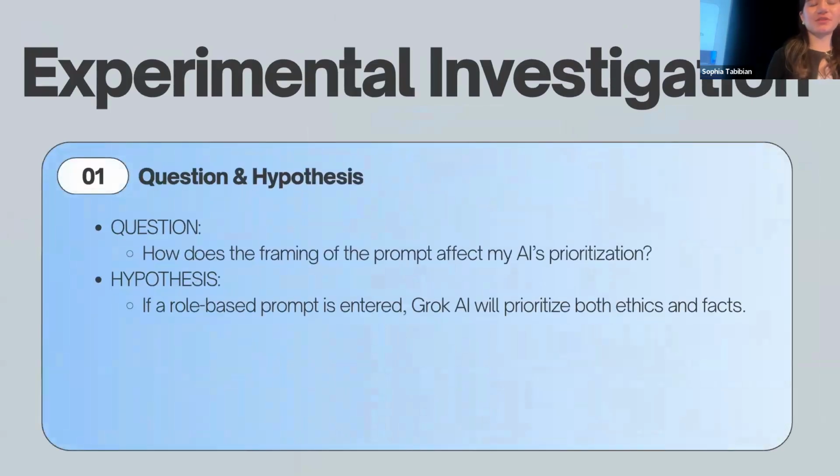And now to the experimental investigation. First, the question and hypothesis. My question was, how does the framing of the prompt affect the AI's prioritization? And the hypothesis was, if a role-based prompt is entered, Grok AI will prioritize both ethics and facts.